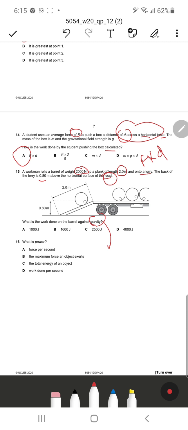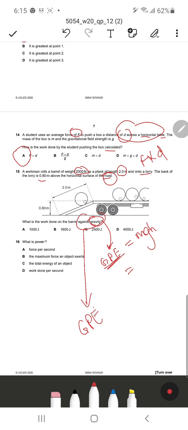So work done against gravity stands for gravitational potential energy. As we know, work done and energy are interchangeable. Since it says against gravity, we need to consider GPE. Whenever you see the words against gravity, you automatically consider GPE. That's a trick for all of us. Okay, so what is the mass?